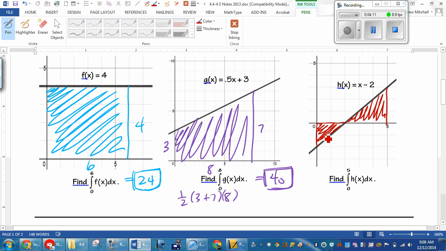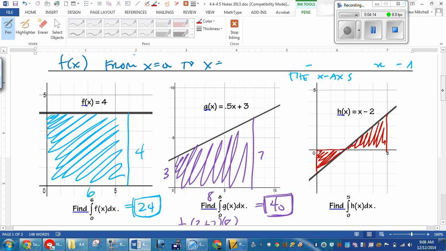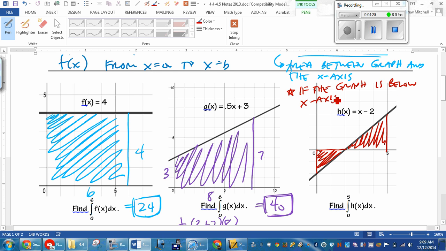Now, when the graph is under the x-axis, we're going to have a negative area. If the graph is below the x-axis, that means we're going to have a negative area. And the reason is that one of the dimensions is going to be negative. So for example, this triangle, this height is -2. The base would be +2. So our area would be 1/2 times -2 times 2. So we get an area of -2 for this triangle.